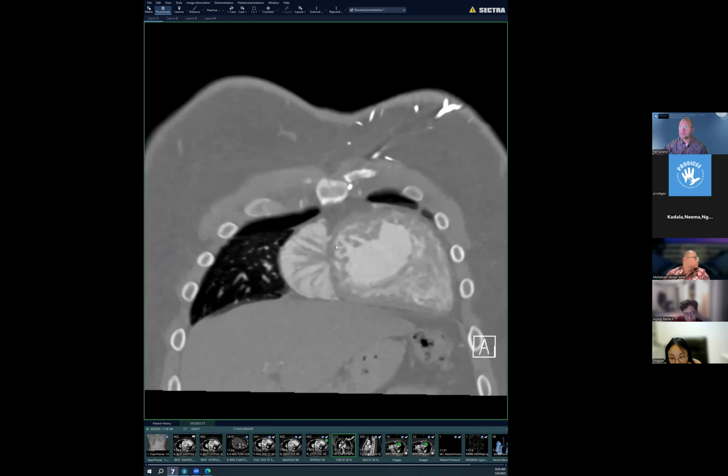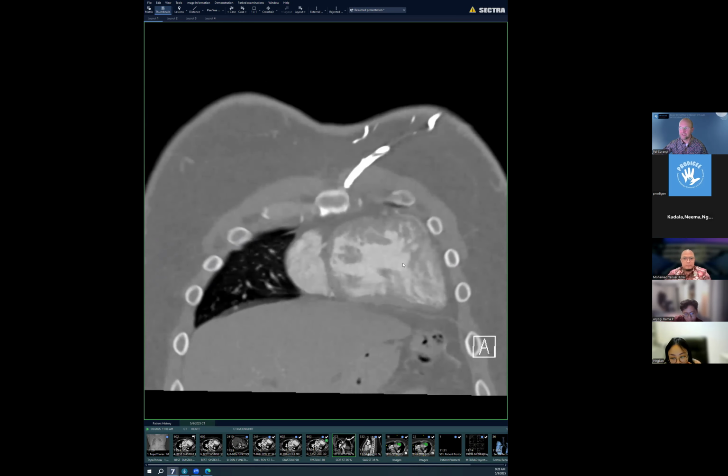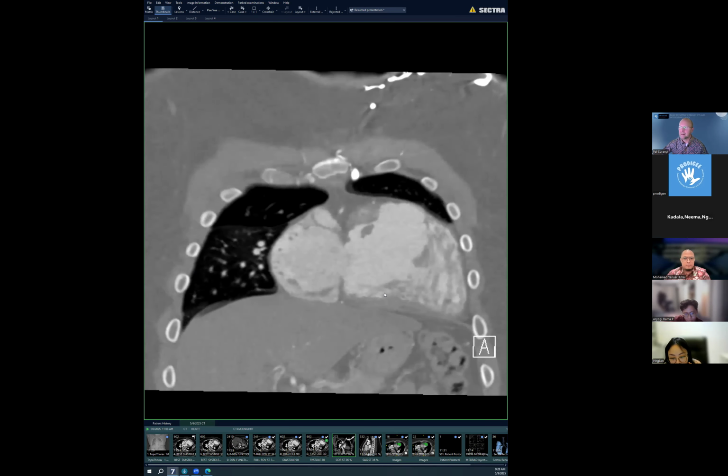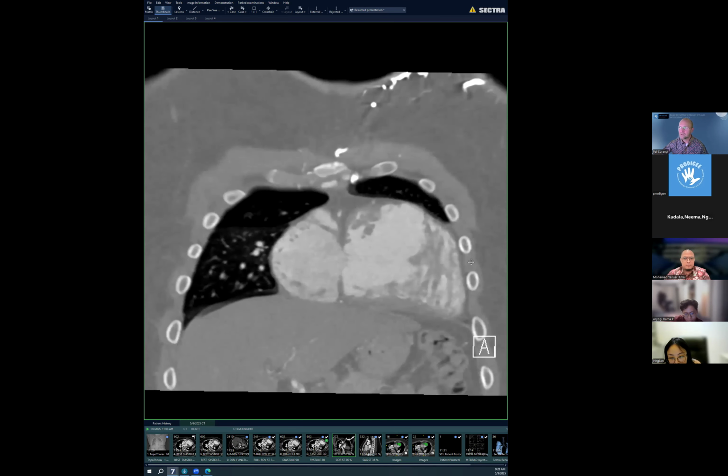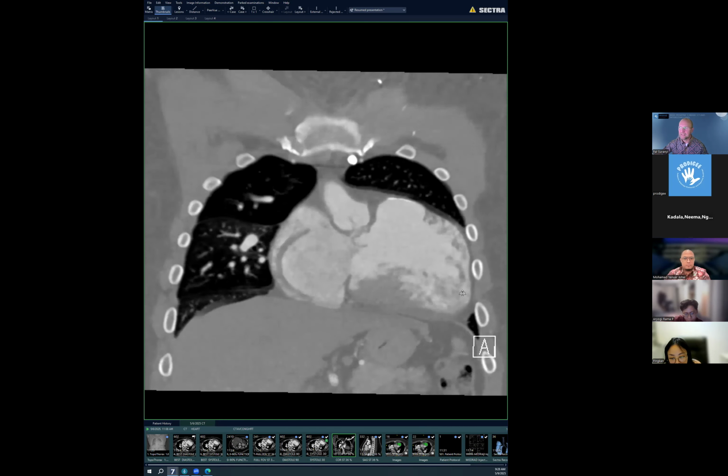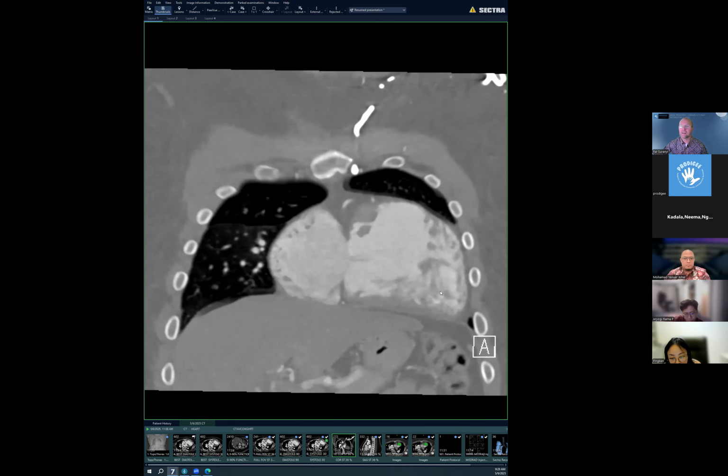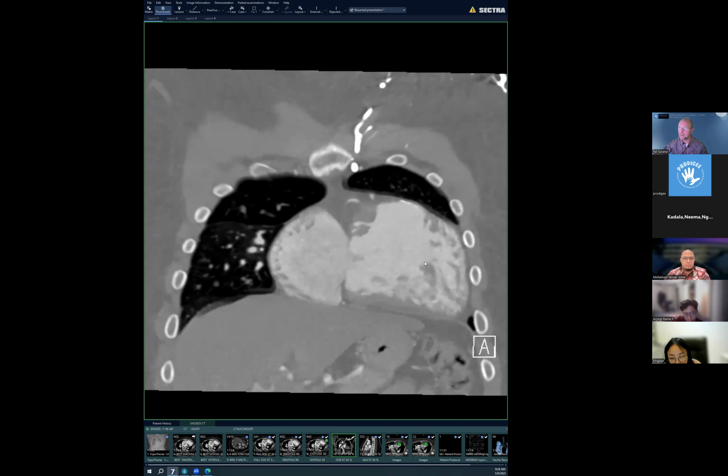So just scrolling through the same patient in the coronal view coming from the sternum, we have this markedly dilated right ventricle with also very prominent trabeculation and very prominent muscle bands that would indicate that there is not only dilation here, but also some degree of eccentric hypertrophy.